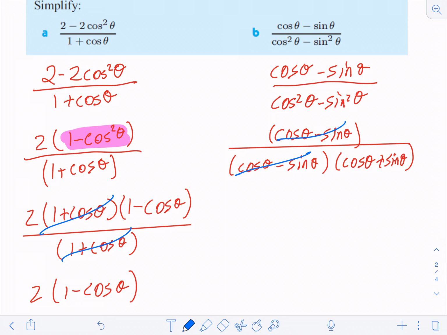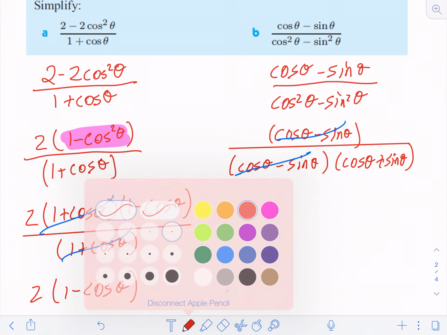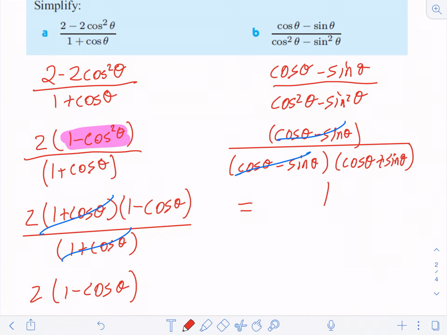Now they can cancel. And then what does that leave me with? What's left up top in the numerator? Not 0, it's 1. And it's going to be 1 over, and on the bottom I've got cosine theta plus sine theta. And that's it for part B. Good? Great. Let's move on.